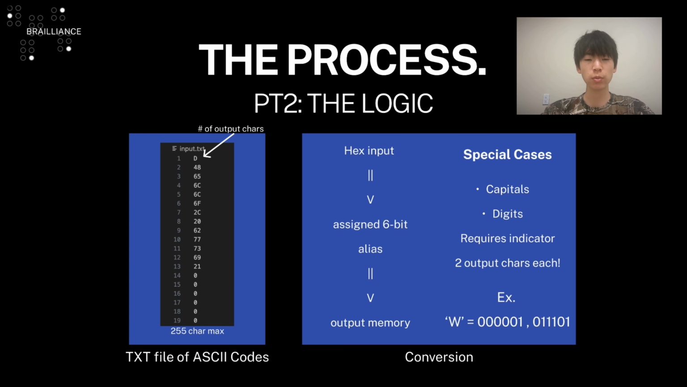Therefore, our ASIC begins from the second line, taking in the hex input and seeking out the assigned 6-bit aliases from a hard-coded table of hex to Braille pairs within the chip before sending it towards an output memory. However, it isn't always as straightforward.